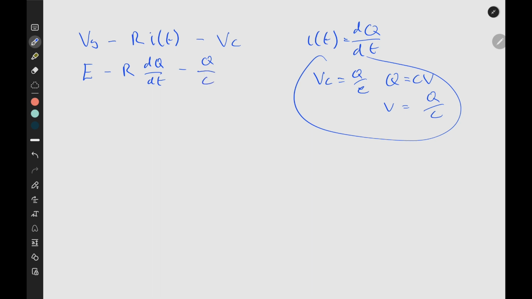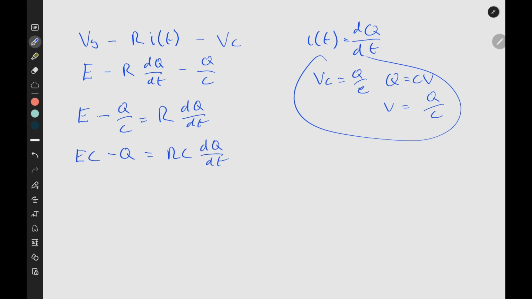So as we see, we've got a first order differential equation, but we can separate the variables, so we can actually solve this. We want to do that by saying E minus q over c equals R times dq by dt. We want to get rid of this c on the denominator here, and we're going to do that by multiplying by c throughout. So it becomes EC minus q equals RC dq by dt.